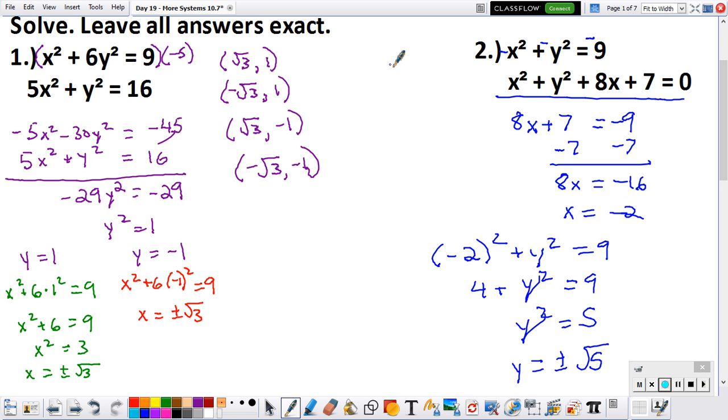So my 2 ordered pairs where my 2 circles cross will be -2, √5 and -2, -√5. So that's problem number 2. Let's take a look at problem number 3.